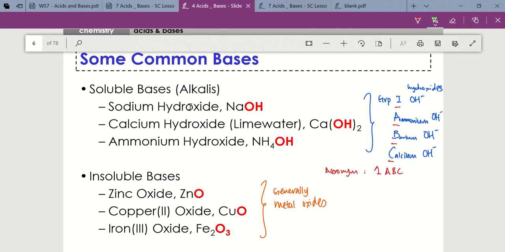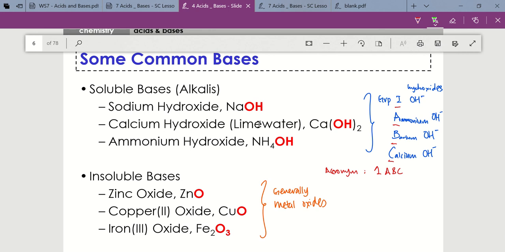In the next chapter of salts, you would know how to figure out whether a base is soluble or insoluble. So over here, I just quickly wrote for you, in relation to the next chapter. Generally, group 1 hydroxides are soluble. So I've got things like sodium hydroxide, potassium hydroxide, lithium hydroxide. They are all soluble.